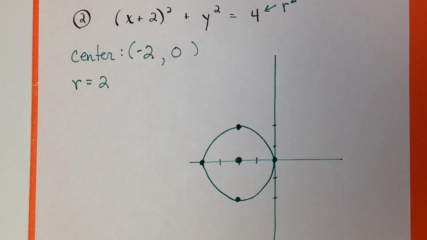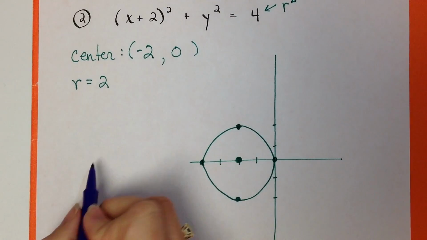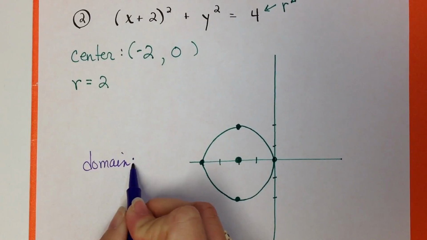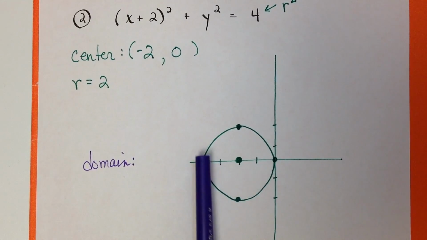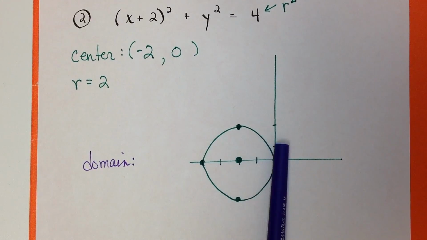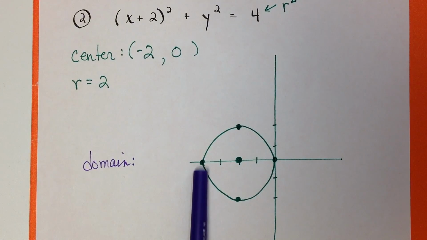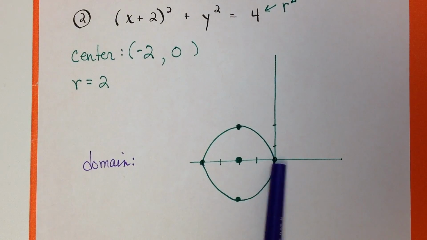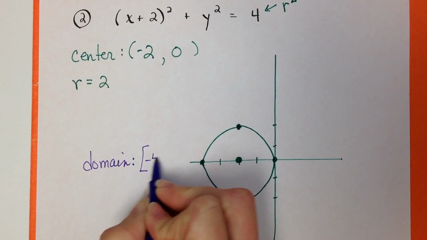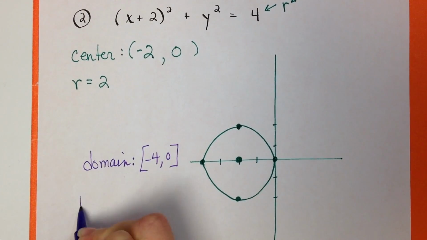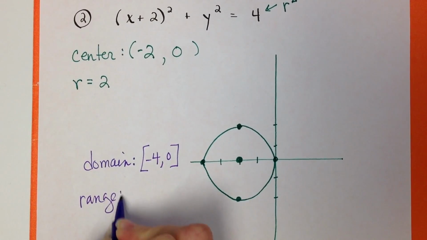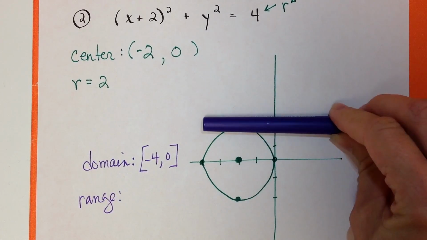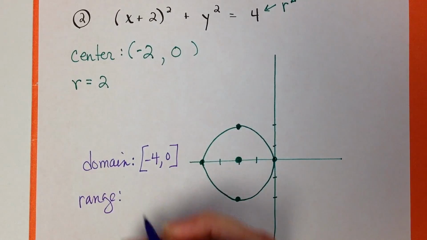And now again, domain and range. Okay, so domain is x. So this time if we look at our graph from left to right, it actually starts here at x equals -4, and stops at x equals 0. And then range, we look at it from bottom to top. So from here to here, that actually takes us from -2 to +2.